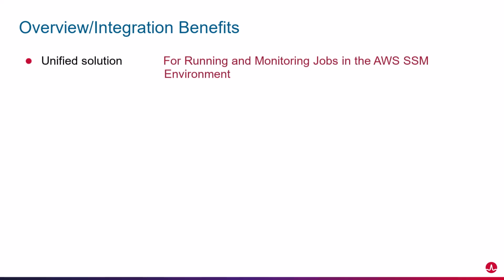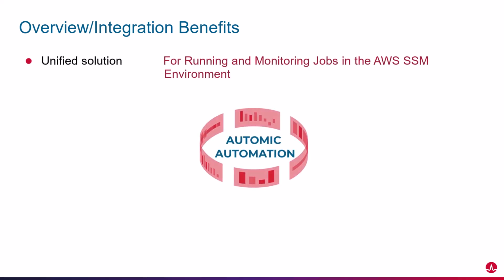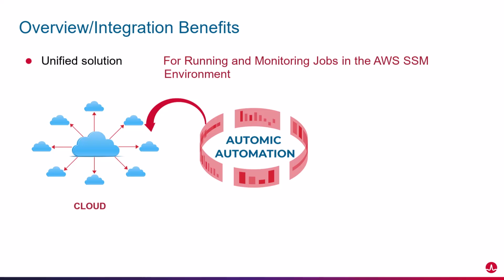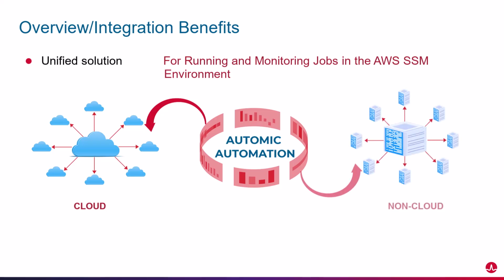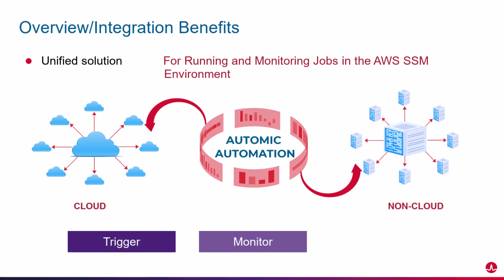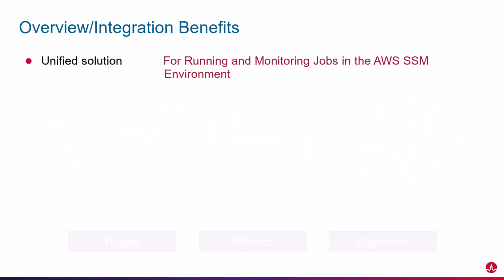Automic Automation plays a central role in orchestrating operations across multiple environments, including the cloud. Automic Automation synchronizes these processes with other, non-cloud operations. By integrating AWS SSM, we can configure process automation centrally in Automic Automation and then trigger, monitor, and supervise everything in one place. AWS SSM processes can then be synchronized with all other environments routinely supported by Automic Automation.